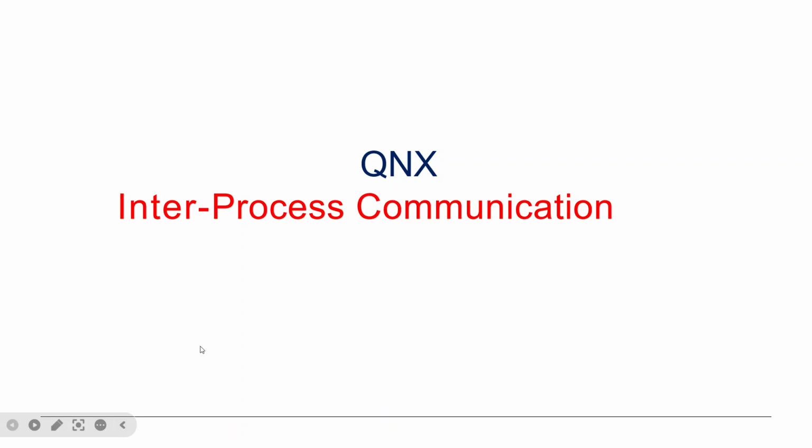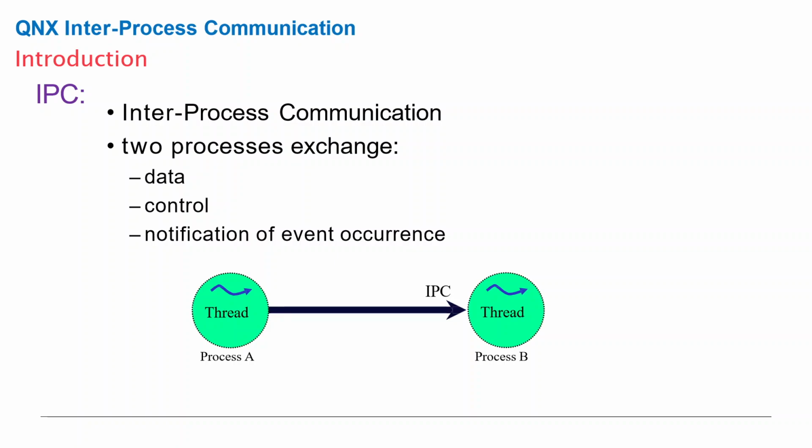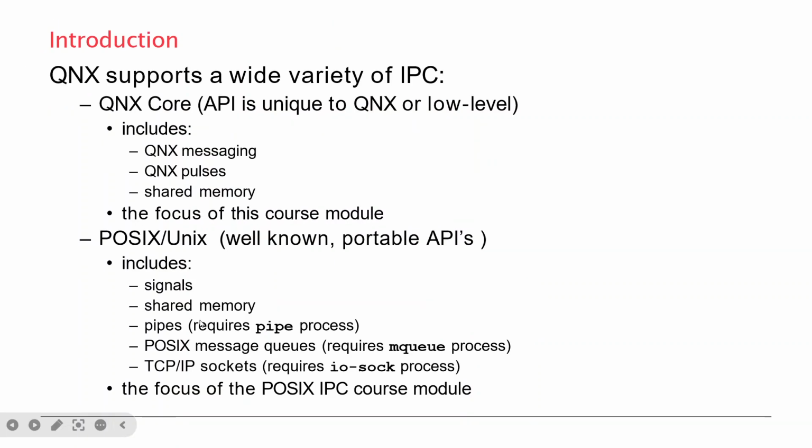In this video, we are going to discuss inter-process communication. QNX inter-process communication is an exchange between two processes. The two processes exchange data, control and notification of event occurrence. So between process A and process B, the data, control and notifications are exchanged.